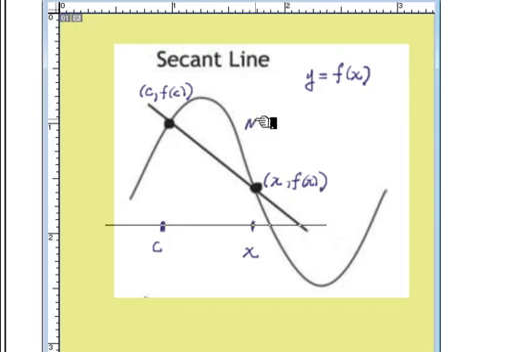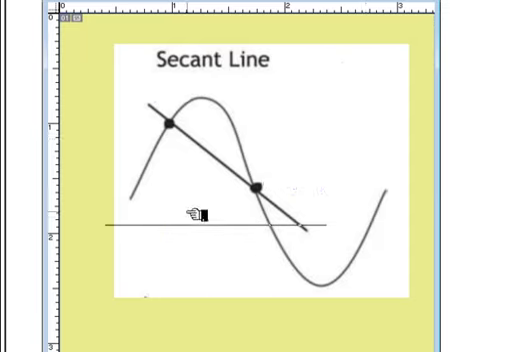And now let's rewrite our slope formula. Change in y is on top, and change in x on the bottom. We're going to do this one more time to get another form for the formula of the slope of a secant line.